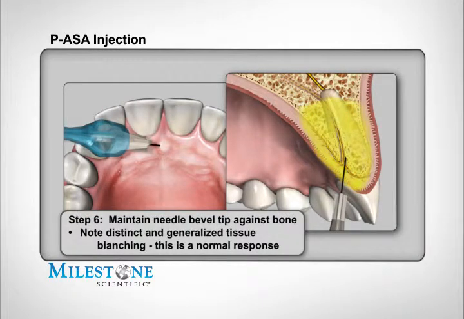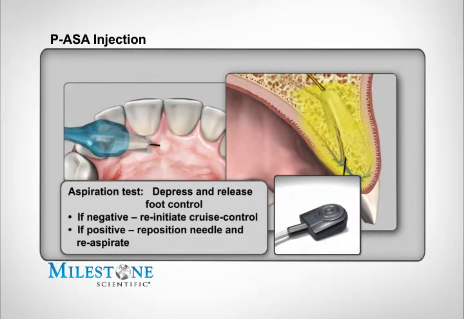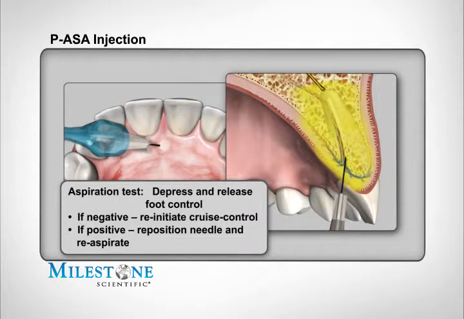Step 6. Maintain the needle bevel against the surface of bone once it's contacted. You should begin to notice distinct blanching of the palatal tissue as an effect of the vasoconstrictor in the local anesthetic. This is normal and to be expected. Once the needle is within the nasopalatine canal and contacting the inner bony wall, perform an aspiration test. Aspiration is performed as follows. Depress and release the foot pedal and observe if any blood appears in the hub or tubing. If not, this is a negative aspiration and you may then continue the injection by reinitiating the cruise control.